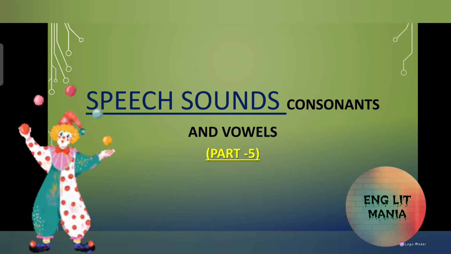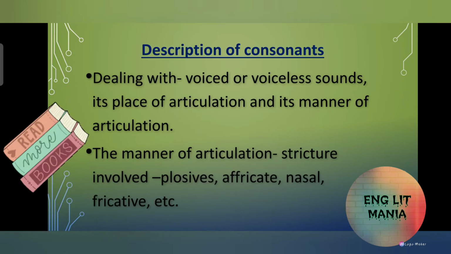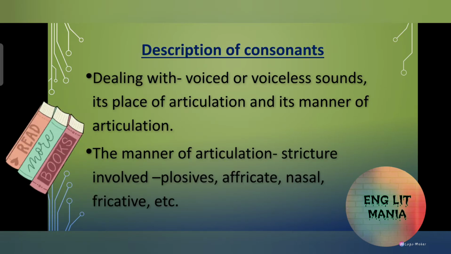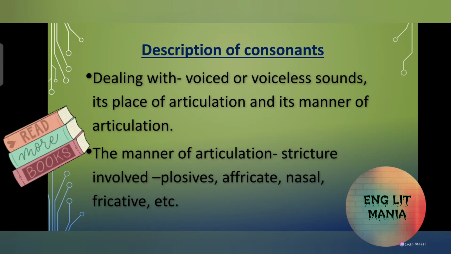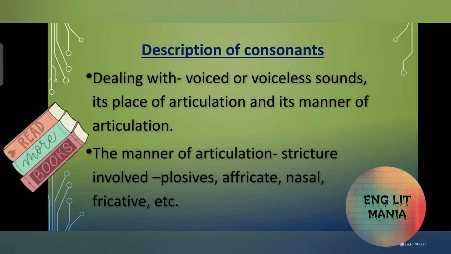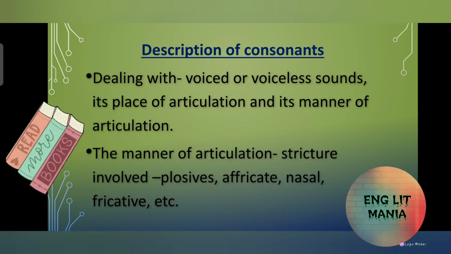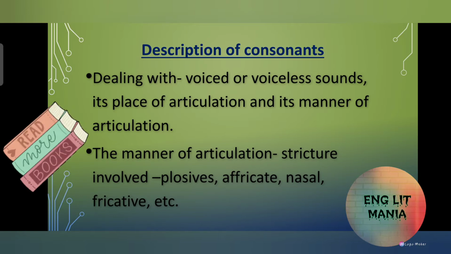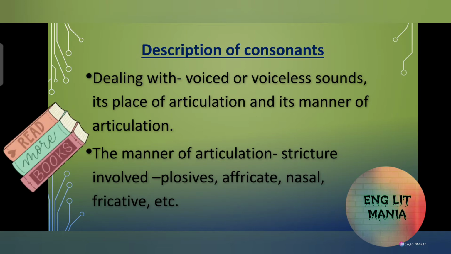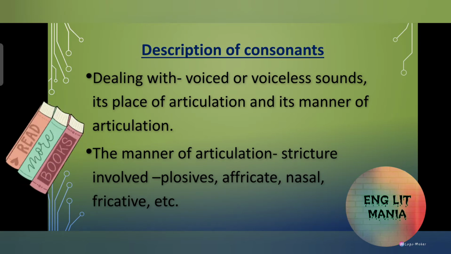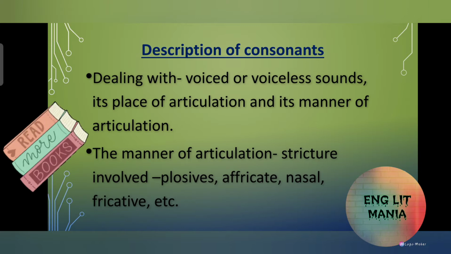In my last two videos in Phonetics, we dealt with the structure involved, based on the manner of articulation. In today's video, we are going to deal with the description of consonants. We commonly classify consonants into three major dimensions. The first is based on voicing, that is voiced and voiceless sounds. The second is based on the manner of articulation, and the third is based on the place of articulation. Today we are going to deal with the third dimension, in which we have several types. So let's start with it.